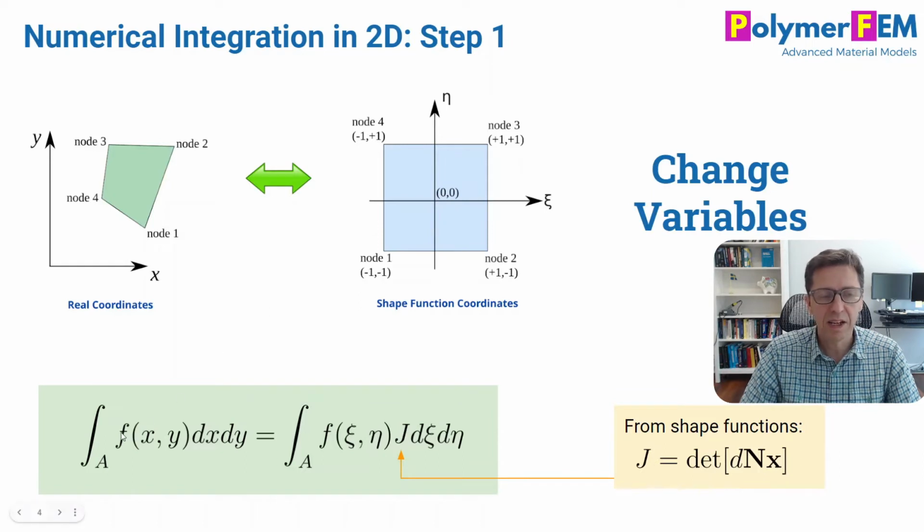And an integral over the volume, or in this case an area, since it's a 2D problem, will be given by the equation down here. So the area integral over f becomes an area integral over f of the new variables, psi and eta, but we also need to multiply by the area factor. So that's how much the area has changed when we substituted variables. And that's given from the shape functions that's shown down here. So that's the first step, change of variables.